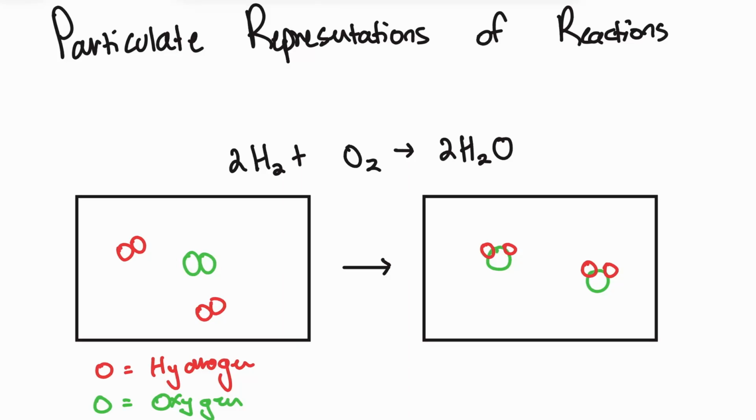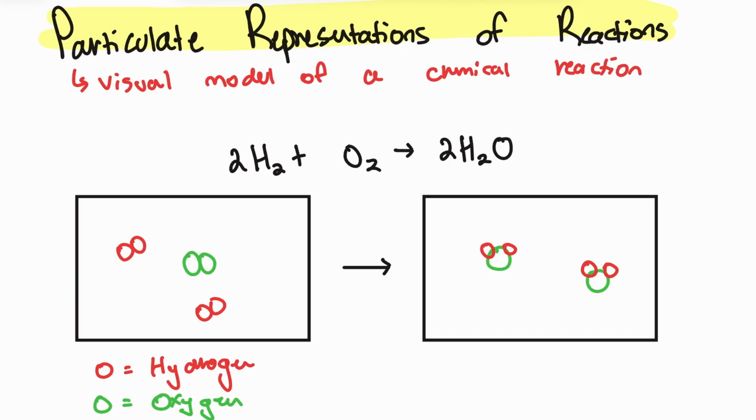In this video, we'll be looking at what particulate representations of reactions are and how they are used in chemistry. Starting off, what is a particulate representation? A particulate representation is a visual model that shows how individual atoms, ions, or molecules rearrange during a chemical reaction.